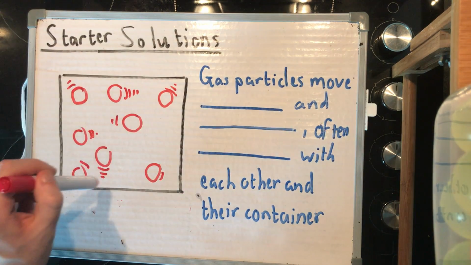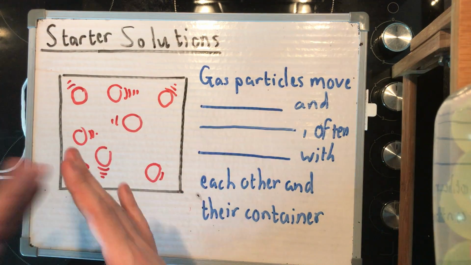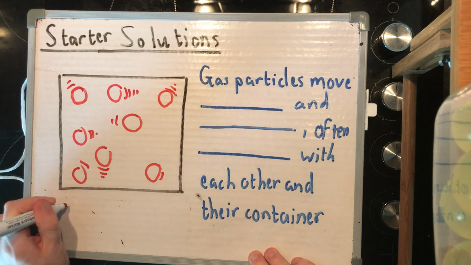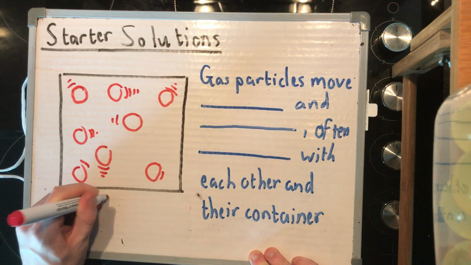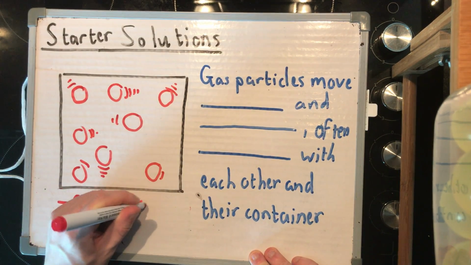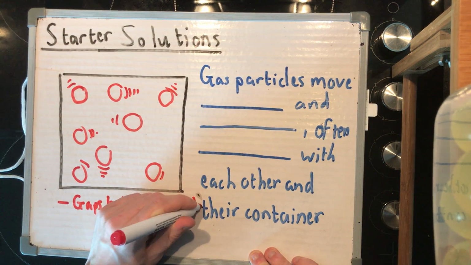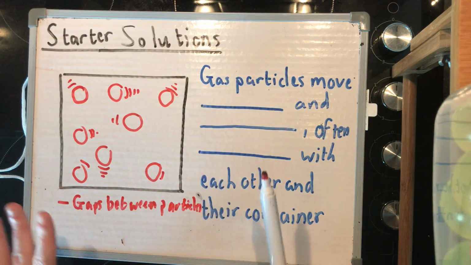This is not exactly what you had to copy, but however you've drawn it, make sure that there are two things that are absolutely clear. The first of these two: you must have gaps between your particles. That is non-negotiable because gases are the only state of matter where there are gaps between the particles. Liquids and solids do not have gaps at all.